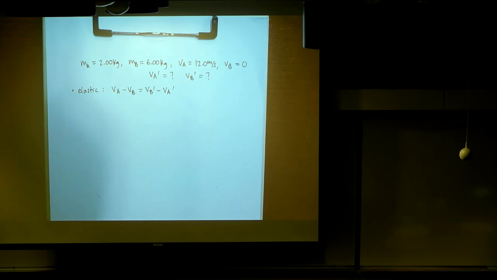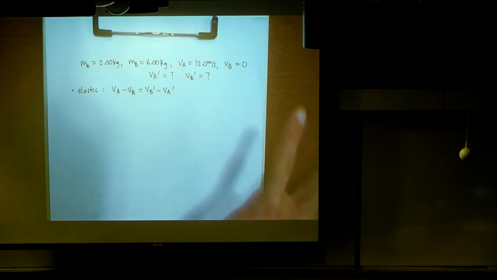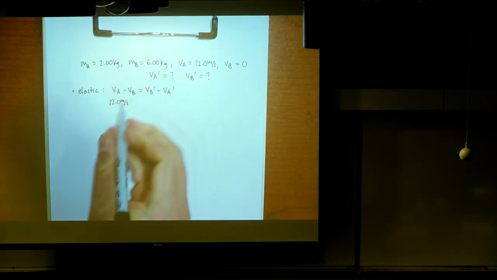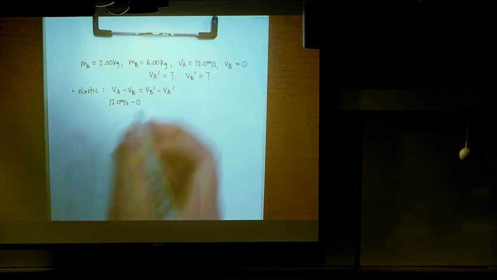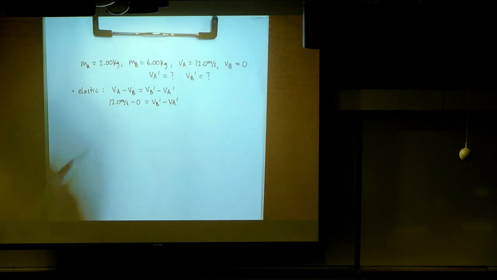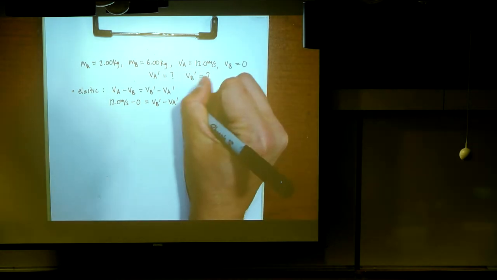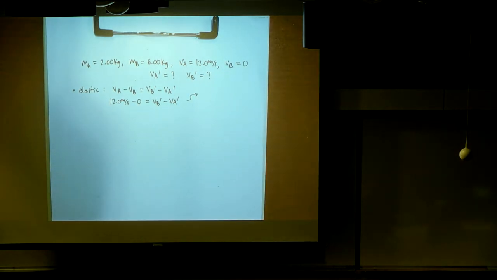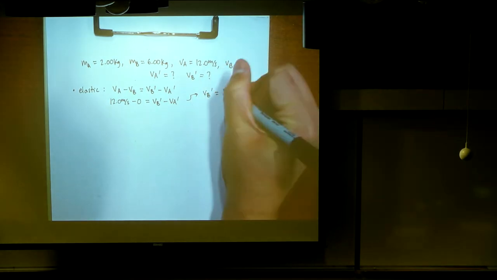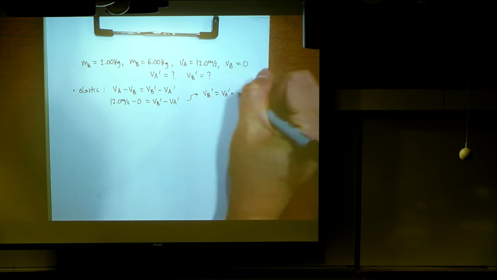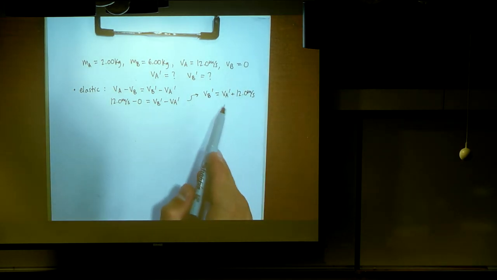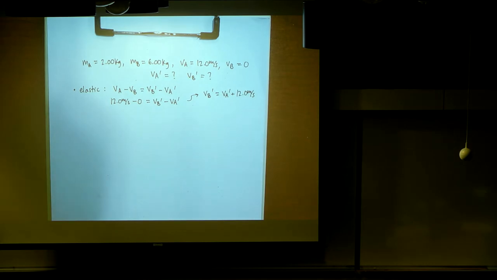What I'm gonna do with that is just plug in what we know and leave what we don't know as a variable. So I know VA, that's 12 meters per second, minus VB, that's 0, equals VB prime minus VA prime. Basically, I can sub out one of the velocities. I could do this either way, but I'll say VB prime equals VA prime plus 12 meters per second. That's a useful substitution, so I can get rid of VB prime in the next equation I write down. Make sense?